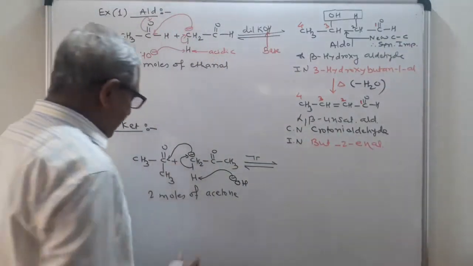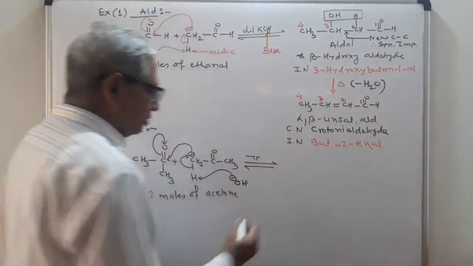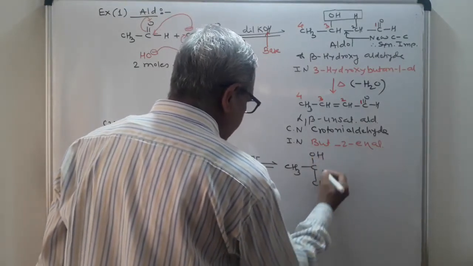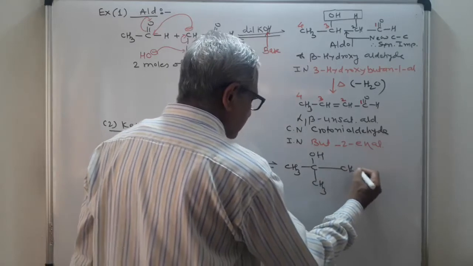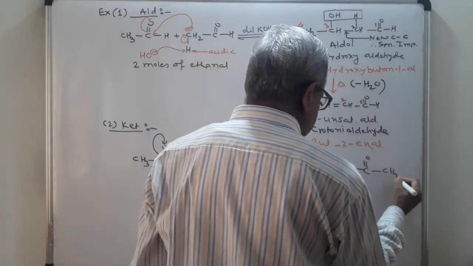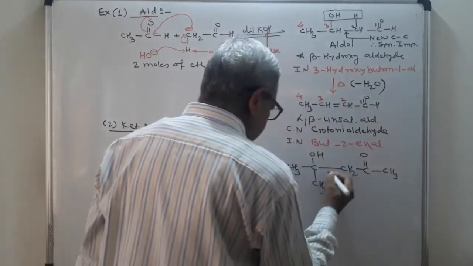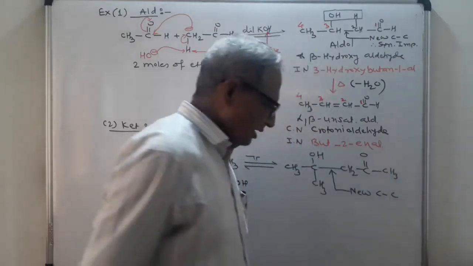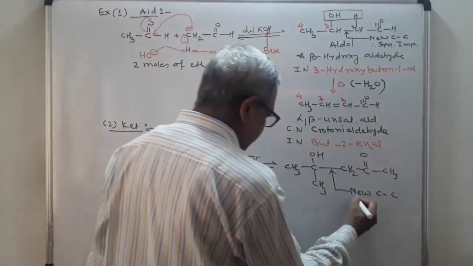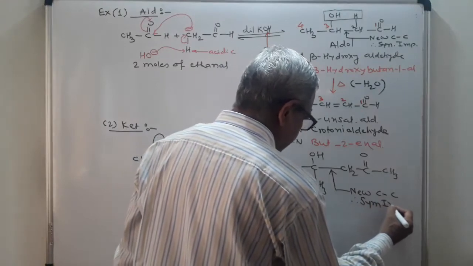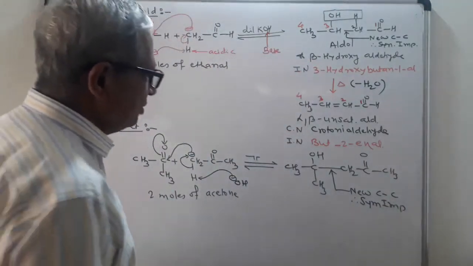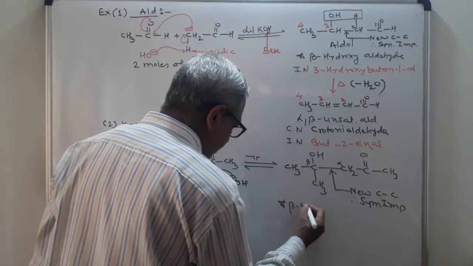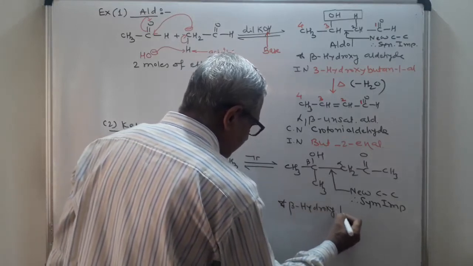Similarly, in this case, new carbon-carbon bond forms, and you will break the pi bond of the carbonyl group. So, you will get the structure CH3, C, OH, CH3, new carbon carbon bond formation, CH2 C double bond O CH3. And see, this is a new carbon carbon bond formation between two molecules of acetone. Therefore this reaction is synthetically important. Now see, this is your alpha carbon, this is the beta carbon, beta hydroxy ketone.